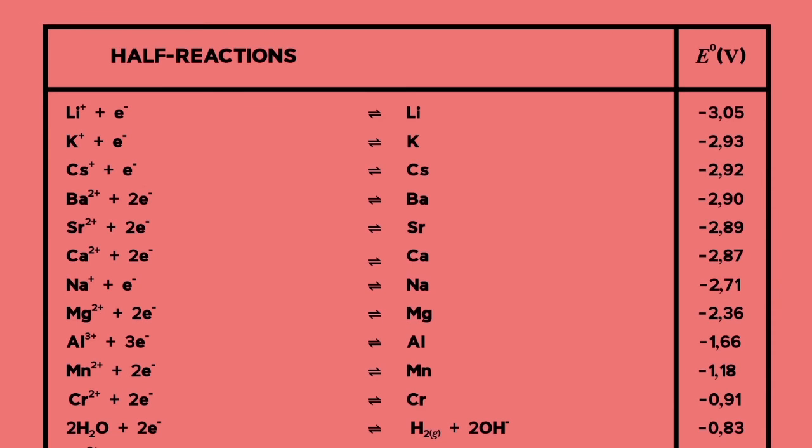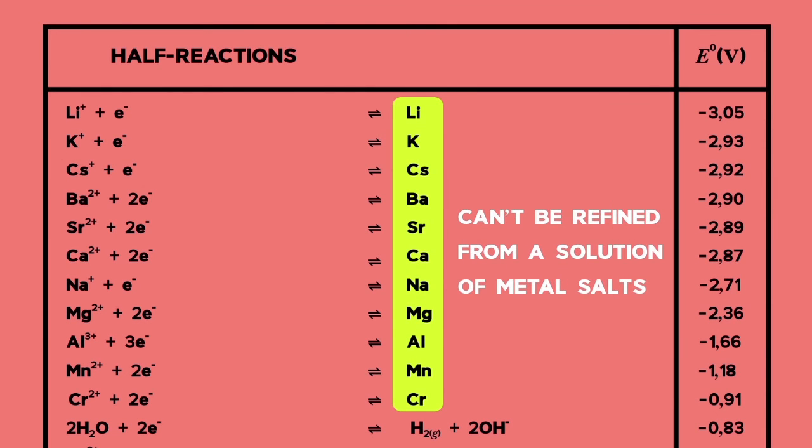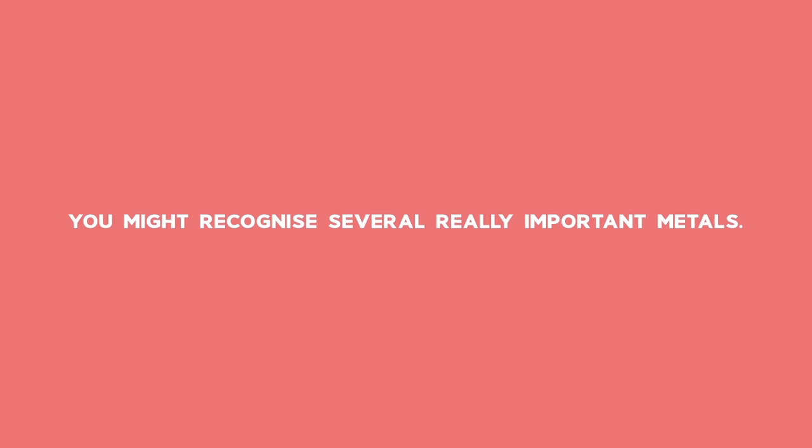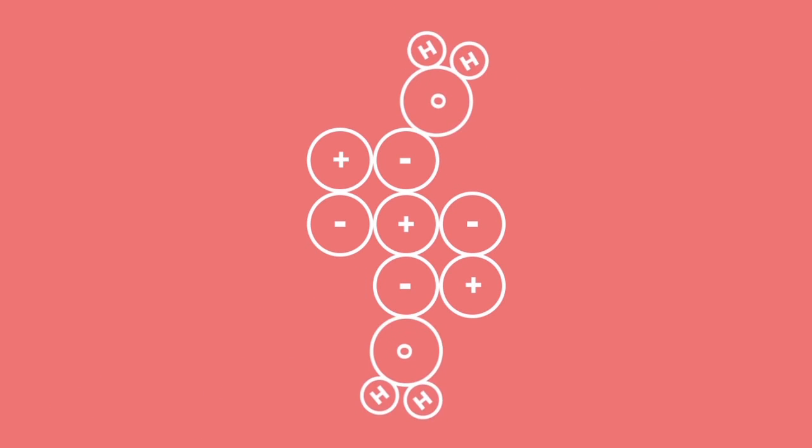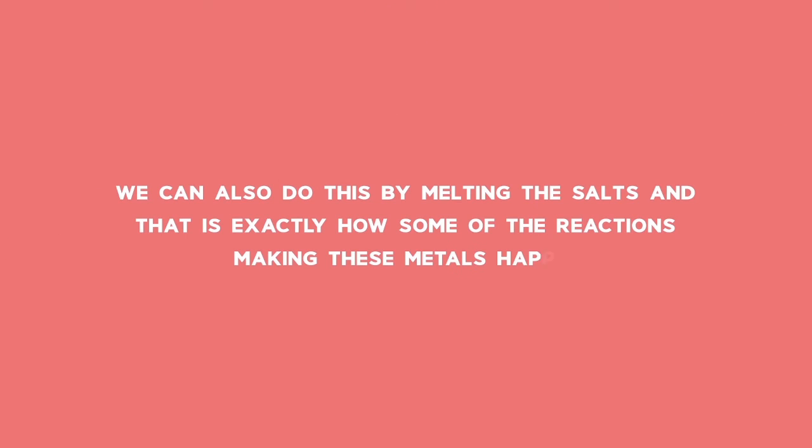The interesting thing is that any of the metals above water on the redox table can't be refined from a solution of metal salts. You might recognize several really important metals, so we actually need a different way of doing this. The only reason that we dissolve salts in water is to make the ions free to move. This is how we make the ions separate. We can also do this by melting the salts, and that is exactly how some of the reactions making these metals happen.